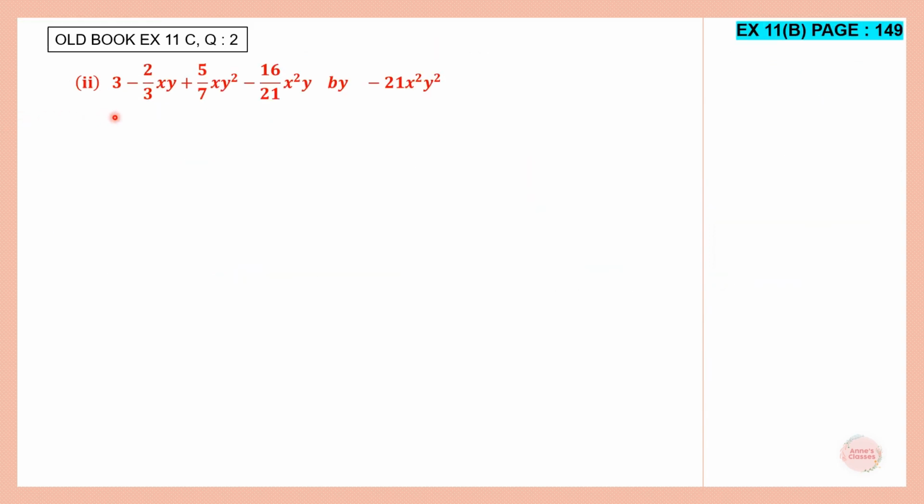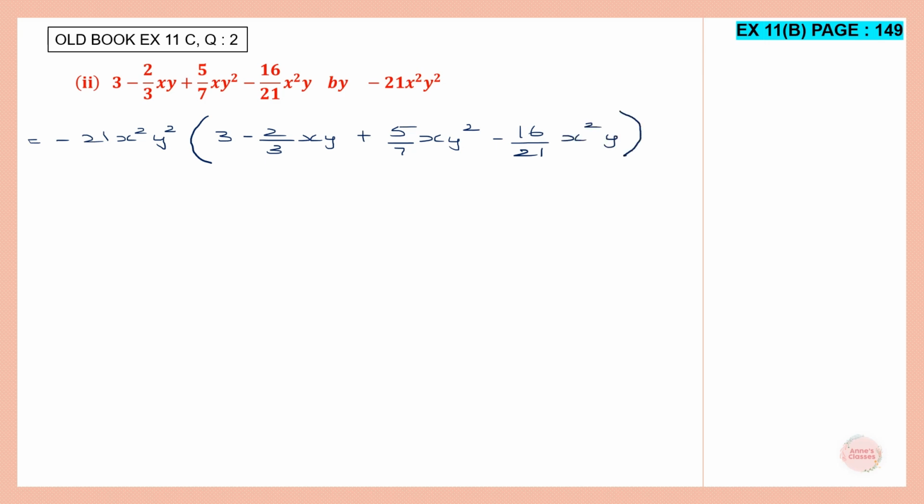So here we're going to multiply this polynomial by this monomial. So let's write that monomial first. That will be minus 21x square y square into, now in brackets let's write this, 3 minus 2 by 3xy plus 5 by 7xy square minus 16 by 21x square y. Okay, so as you know, what we have to do here is multiply this monomial with each term inside.